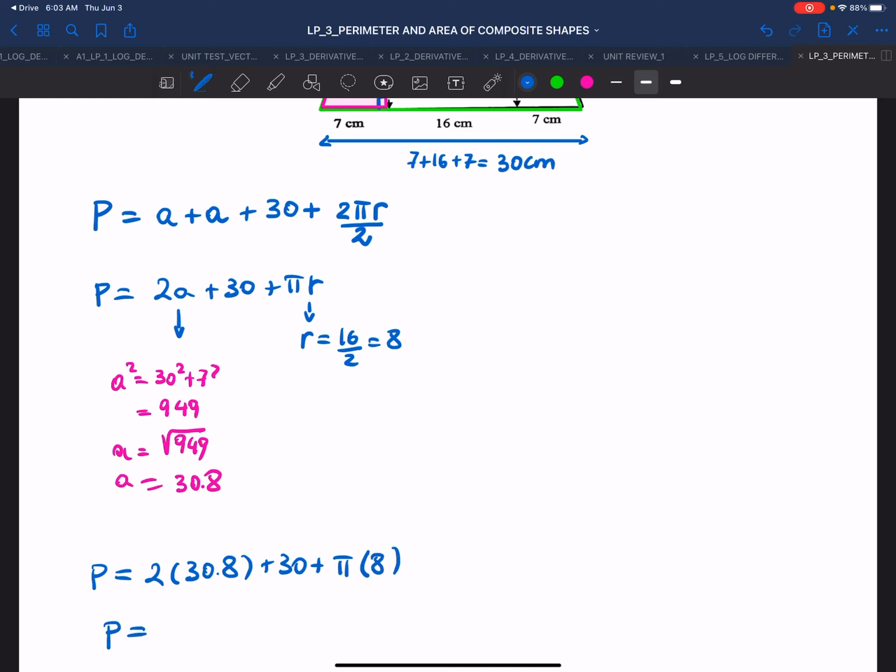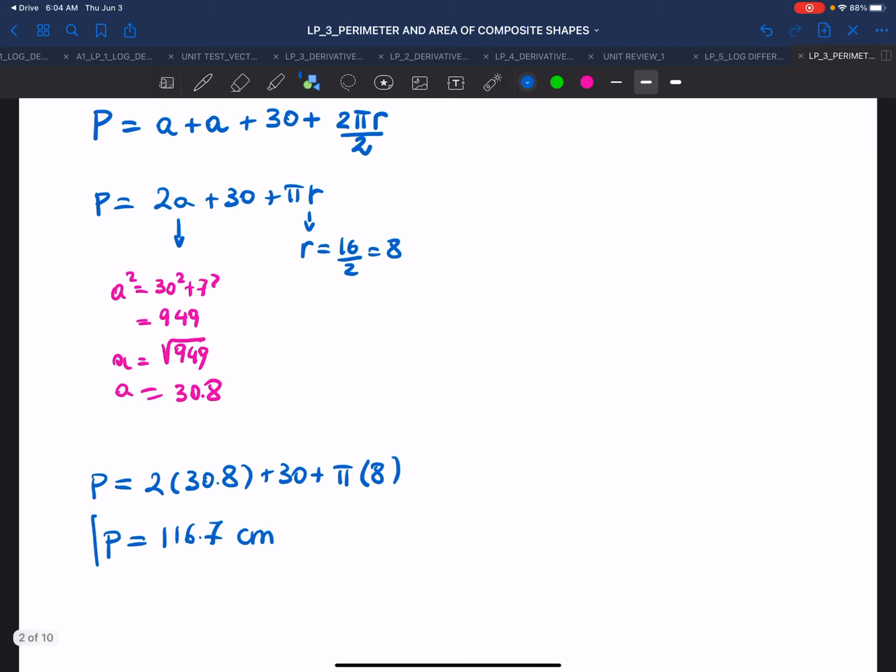Perimeter equals, so use a calculator. So 30.8 will be multiplied by 2, add a 30, and add 8 times pi. And that gives 116.7. And that will be in centimeters.